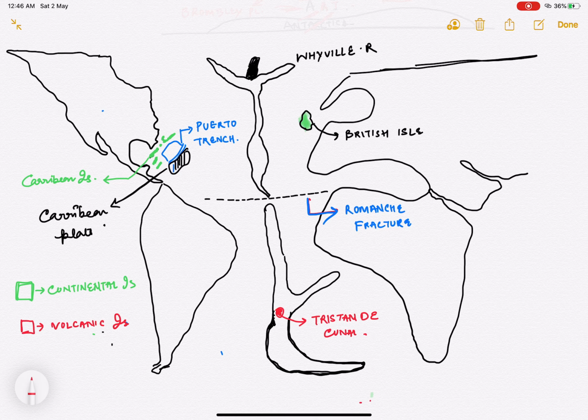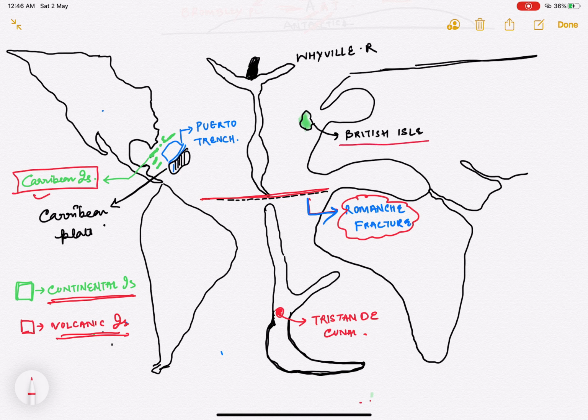See, first of all, your Dolphin Ridge is separated from your Challenger Ridge by your Romanche fracture. What is a fracture zone? A zone which is basically a separation between the ridge and it is devoid of volcanic activity. Similarly, over here we can find the continental islands and the volcanic islands. Continental islands have been marked in green. The Caribbean islands are your continental islands. The British Isles is again your continental island.